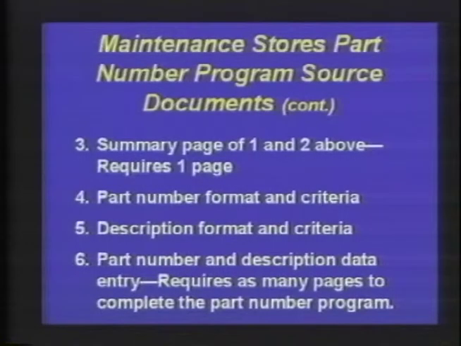Now, the next document, 6, is the part number and the description data entry sheet. The number will be required based upon the number of part numbers that you have. I believe on the exhibit that we have in the notebook, there are 7 part numbers per page. So if I had 7,000 part numbers in my part number program, I would need, what, 100 pages. Oh, that's only 700. I need 7,000 pages, okay? Or whatever that combination happens to be.